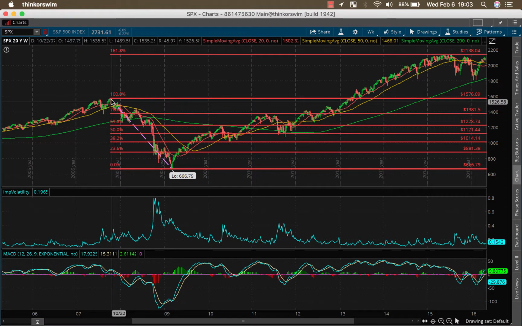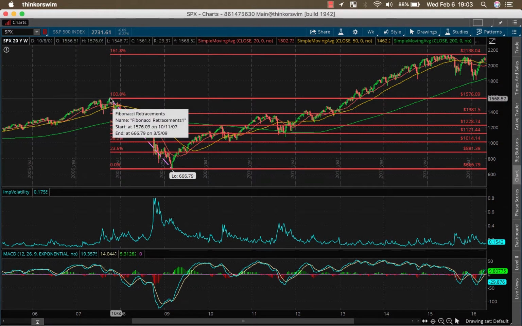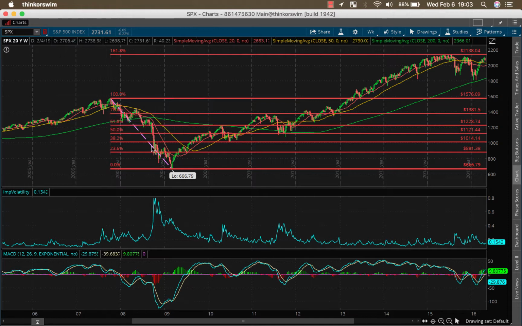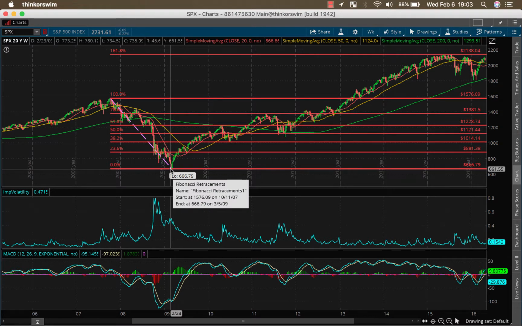So in a little over October to March, what is that? About 6 months, the S&P 500 lost almost 900 points. That's quite a bit.